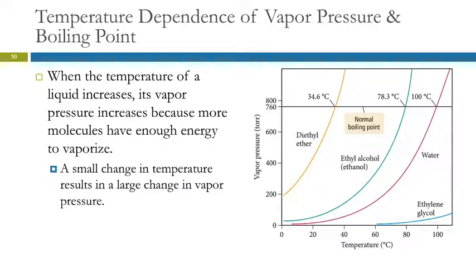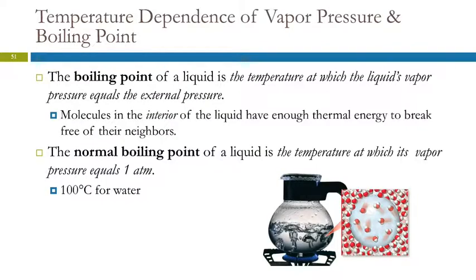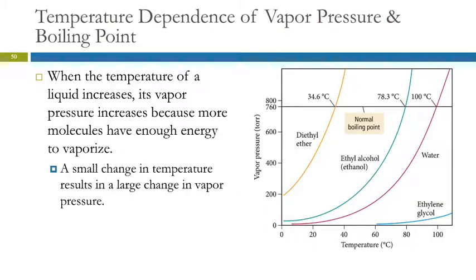Don't know what else to say about that. These are not linear relationships, though. They're curves. They're exponential. So the boiling point of a liquid is the temperature at which the liquid's vapor pressure is equal to the external pressure. So if we go back here, you increase the temperature of water and the vapor pressure increases. When you get to a vapor pressure equal to the atmospheric pressure, the water begins to boil.